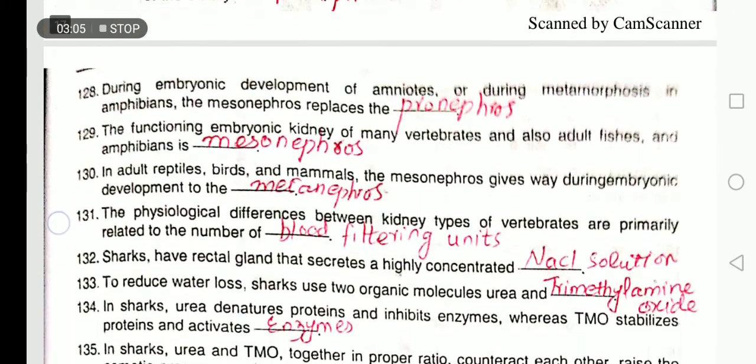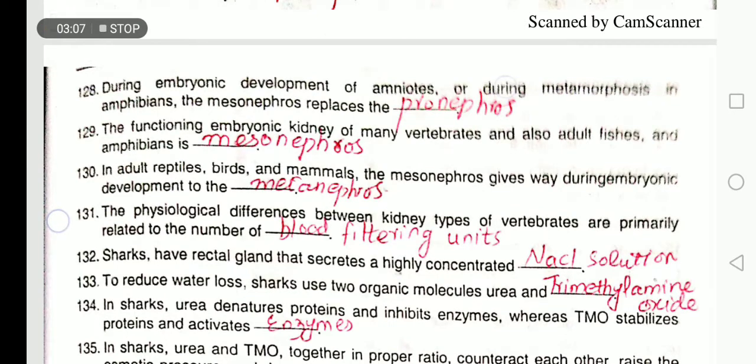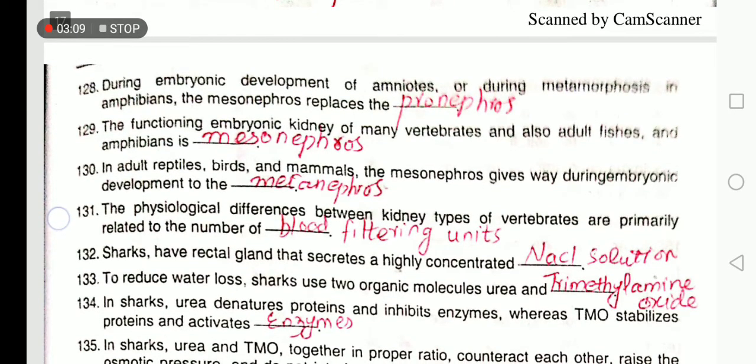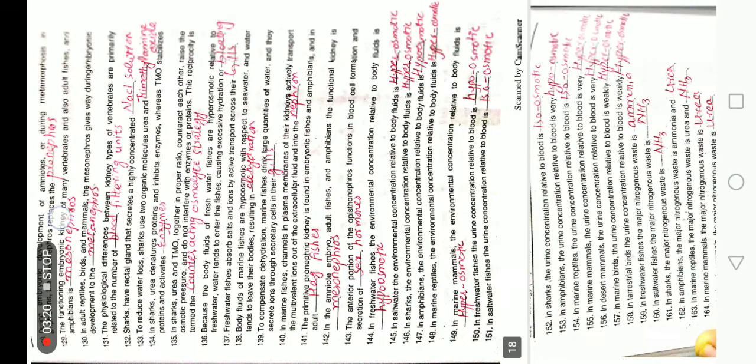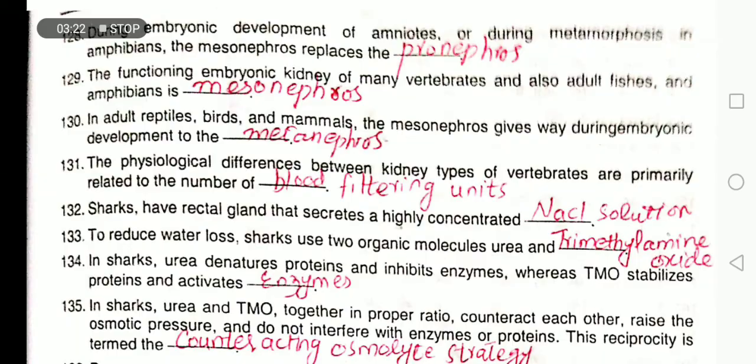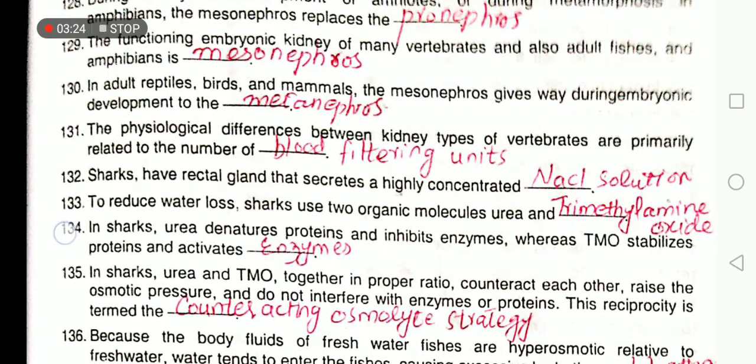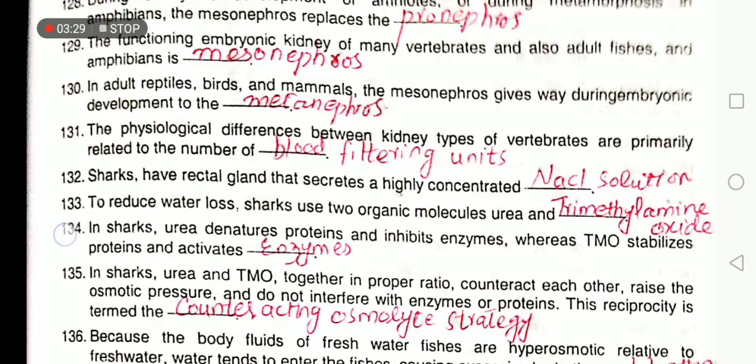During embryonic development of amniotes, or during metamorphosis in the amphibians, the mesonephros replaces the pronephros. The functioning embryonic kidney of many vertebrates, and also of adult fishes and amphibians, is the mesonephros. In adult reptiles, birds, and mammals, the mesonephros gives way during embryonic development to the metanephros.